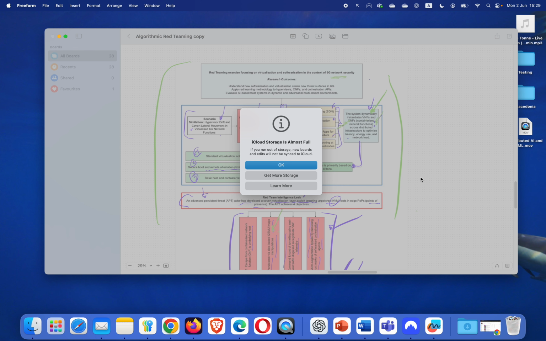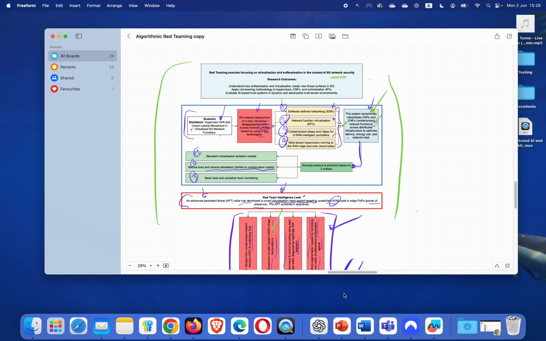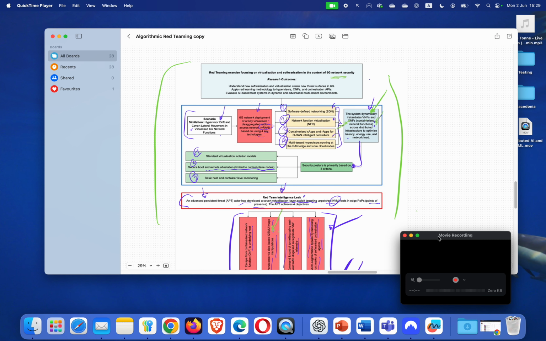Storage is almost full. Oh, okay, so thank you. Those are the questions that you need to ask yourself. Hold on, let me see if I can start a new movie recording.